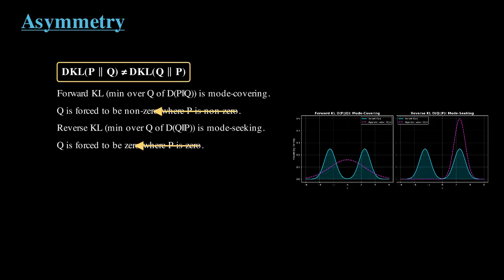This objective is mode covering. To avoid infinite divergence, Q must place probability mass everywhere P has mass, often resulting in a broad, diffuse approximation. Conversely, minimizing the reverse KL, D(Q‖P), is mode seeking. It penalizes Q for placing mass where P has none. This forces Q to find and fit one of the modes of P tightly, ignoring others.